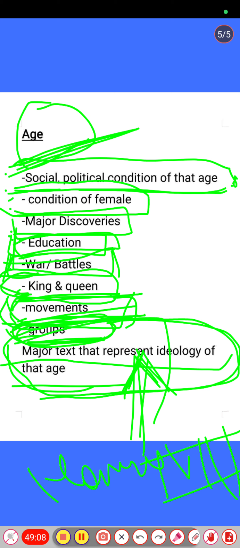These are the points. This is how I did my preparation when I was preparing. So I hope it will be helpful for you all in your preparation.